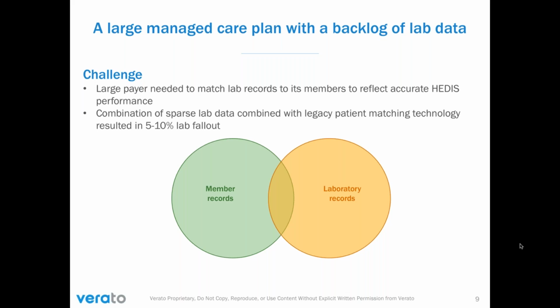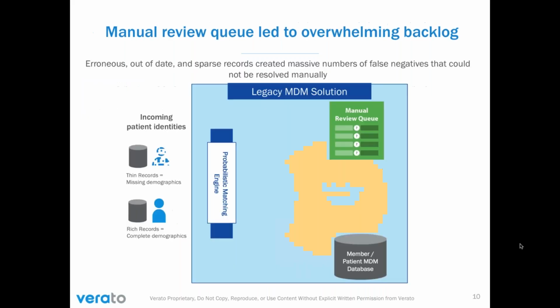And the challenge is that these laboratory results are very sparse. They don't contain the same richness of information that the payer has within their own membership data. So it's really tricky for them to be able to definitively match those up. So that's an example of a new challenge, and we'll talk more about what Verato has done for that client and what the outcome of that is.